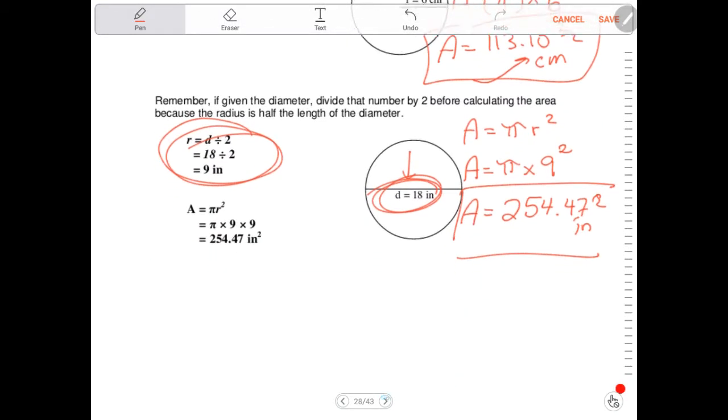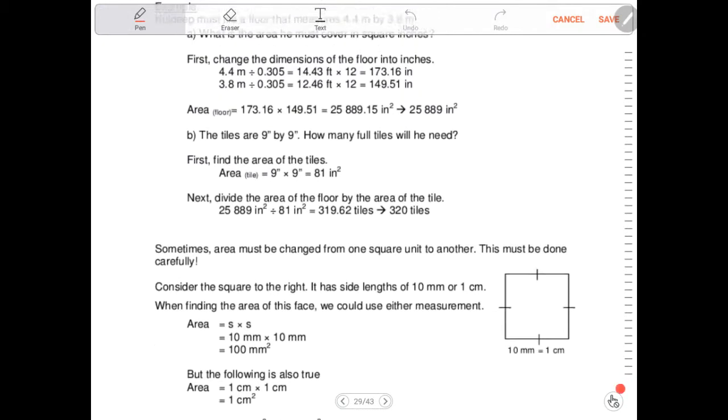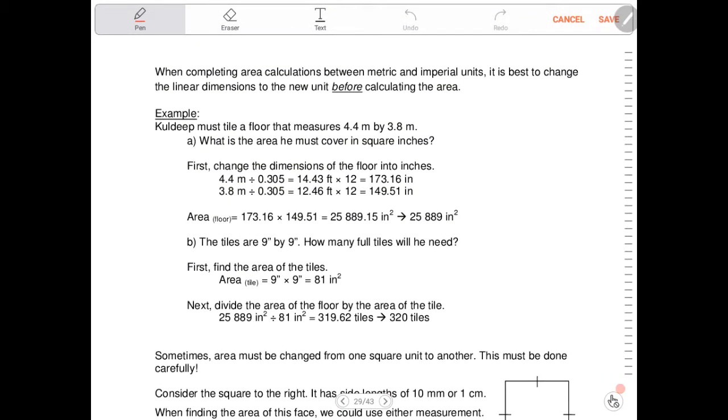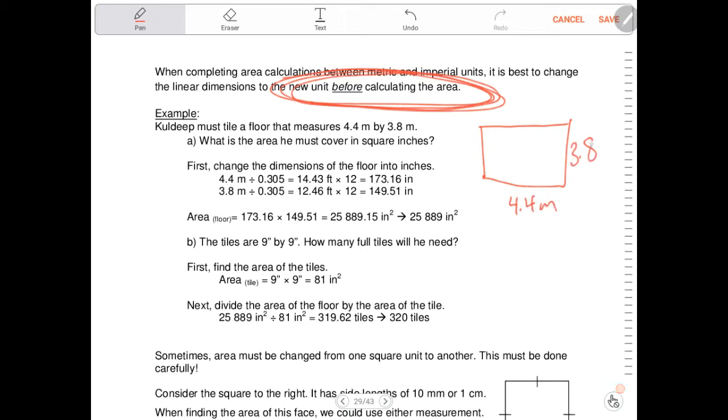If we move on to the next page, I don't want to go over these too much. I just would like to bring to your attention that quite often you will need to switch units, maybe from inches to centimeters or meters to feet or what have you. And it is crucial to change the unit before you calculate the area. So if you look at example 1 here, and I'm not going to do the full thing, you have a floor, and it must be a rectangle, and it is 4.4 meters by 3.8 meters. Okay, well, you have your formula, area equals length times width.